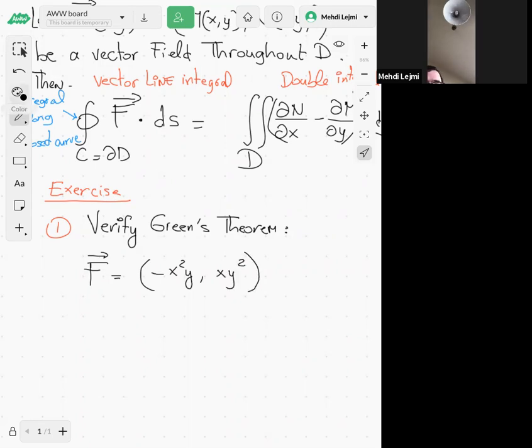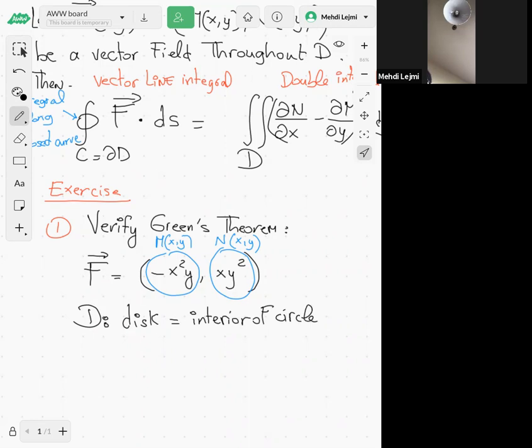Here, the first component would be your function capital M, right? And this would be the second function, the capital N, right? So that's my vector field. Now, what's the region D? I think D was the disk, which is the interior of the circle x squared plus y squared equals 4.